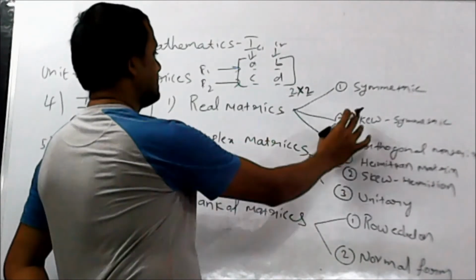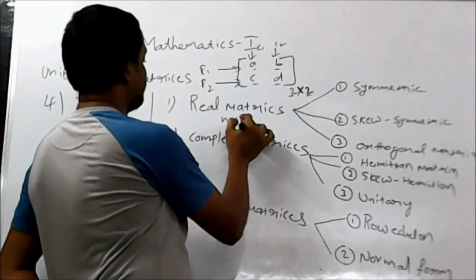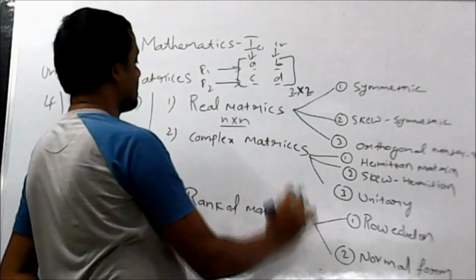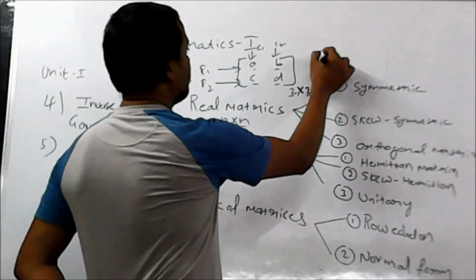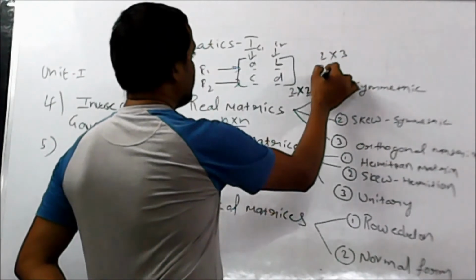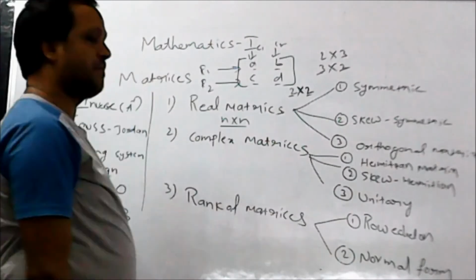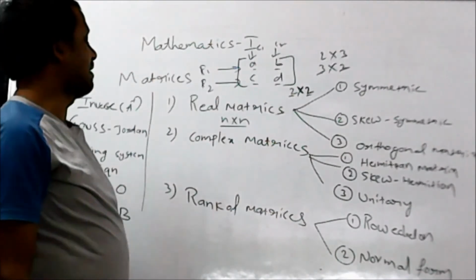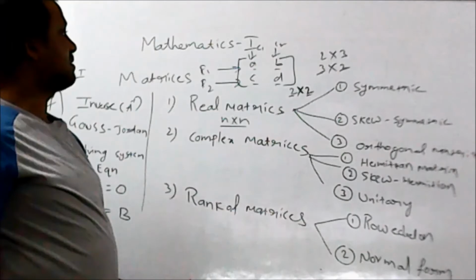So these three types come under n by n matrices. We talk about only square matrices. We don't talk about rectangular matrices. What do you mean by rectangular? It may be 2 by 3 or 3 by 2. Rows and columns are not equal. Such types of matrices we call rectangular matrices. So first I am going to explain about symmetric matrices.